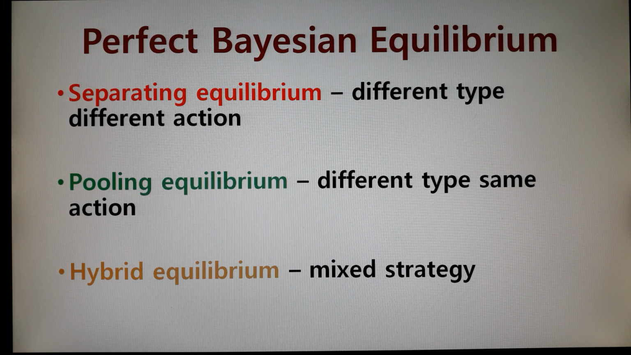So the different types act differently. In other words, if you look at the action, then you can tell their types immediately. It's like separating. You can separate one type from the other. That's the separating equilibrium. Sometimes in perfect Bayesian equilibrium that happens. Pooling equilibrium: different types, same action.